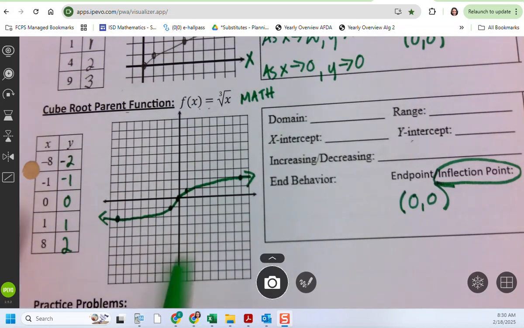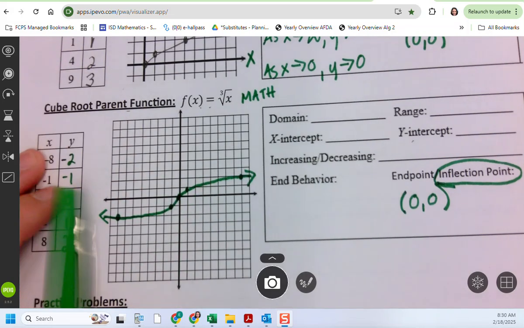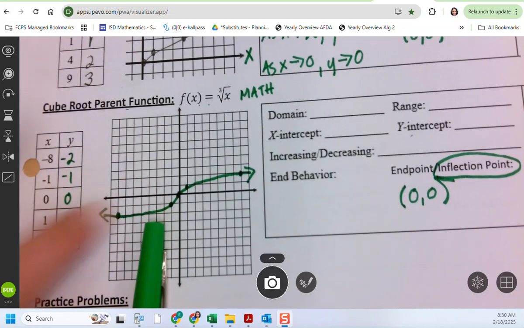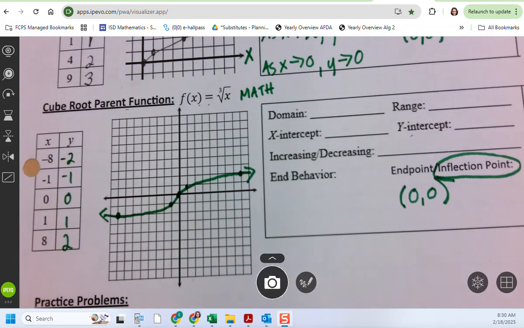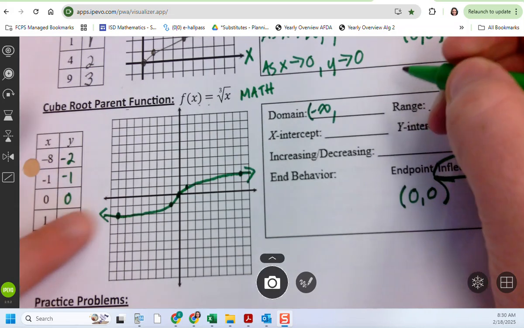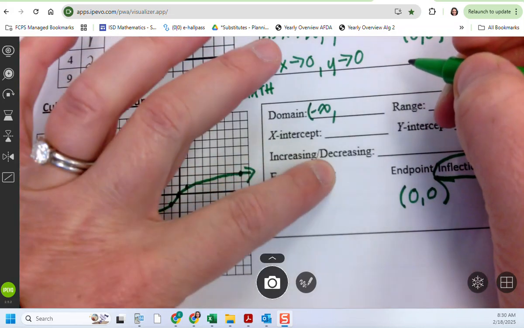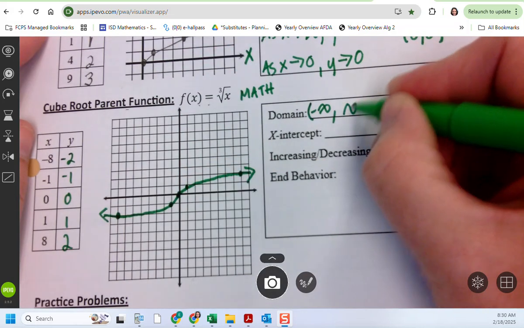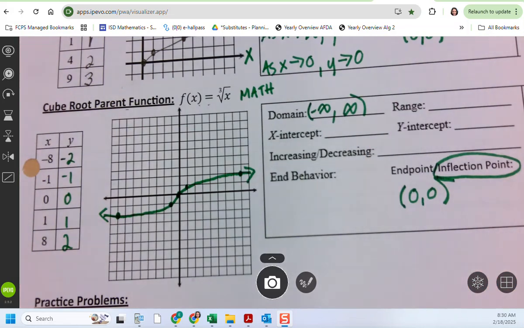All right, your domain is your x numbers. It's going to start here on the left, and this one is going all the way to what? This arrow. Negative infinity. So my domain is negative infinity until what? Positive infinity. For some of you, it's coming back. It's been a while since we've done this, right? Okay. All right, your range.